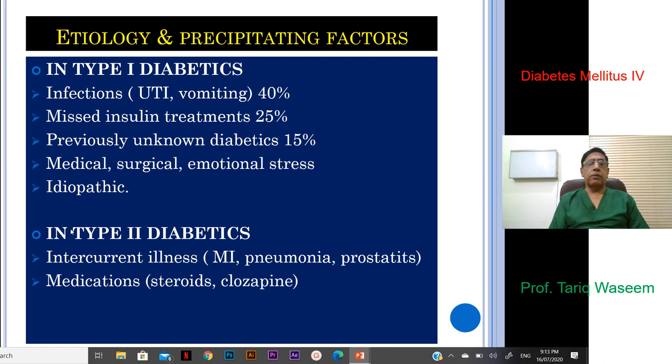But in type 2 diabetics, diabetic ketoacidosis is relatively less common. It is not as common as in type 1 because there is not an absolute deficiency of insulin. Some of the insulin is still being produced by the pancreas, and some of it may be available. So patients mostly don't go into ketosis. But any intercurrent illness like myocardial infarction, pneumonia, or prostatitis may trigger it. Certain medications can trigger it, like steroids and clozapine.